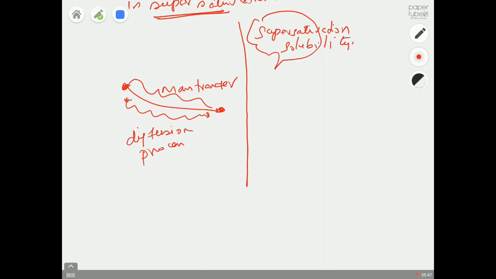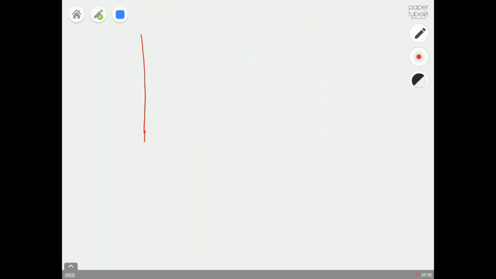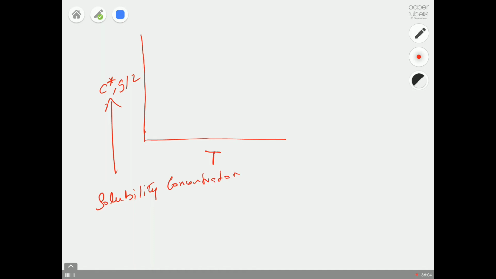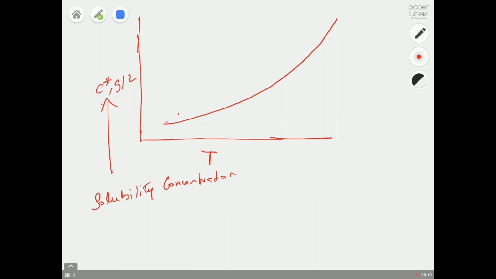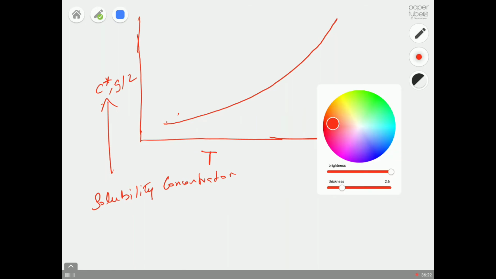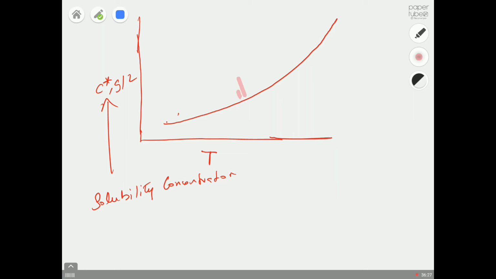So let's go back to the solubility curve. Temperature, and I'm going to use the notation C star in grams per liter. So C star means solubility concentration. For any API, you can generate this solubility curve. It's very easy to do this experiment. So just imagine you have some API and that's your solubility curve.